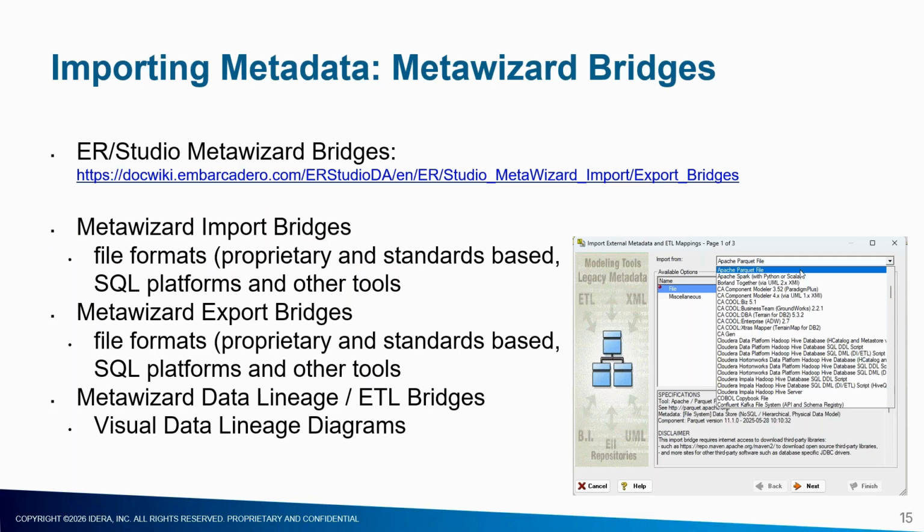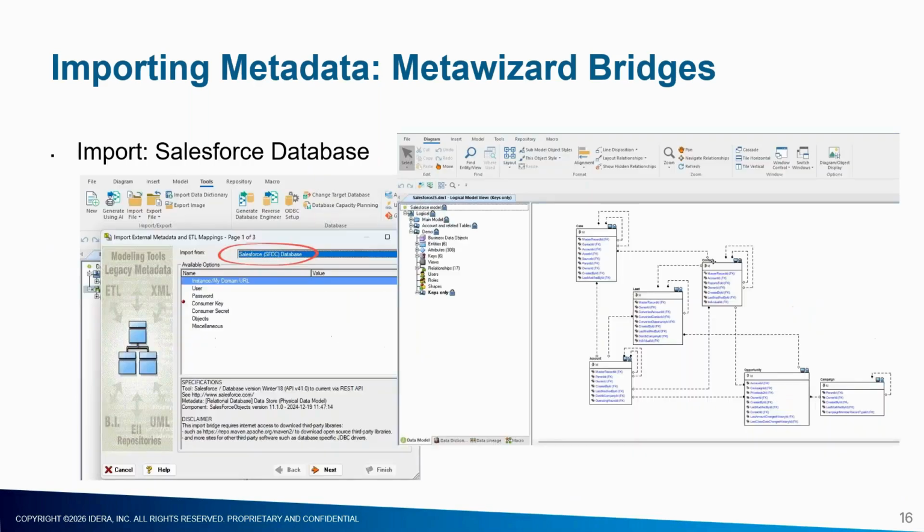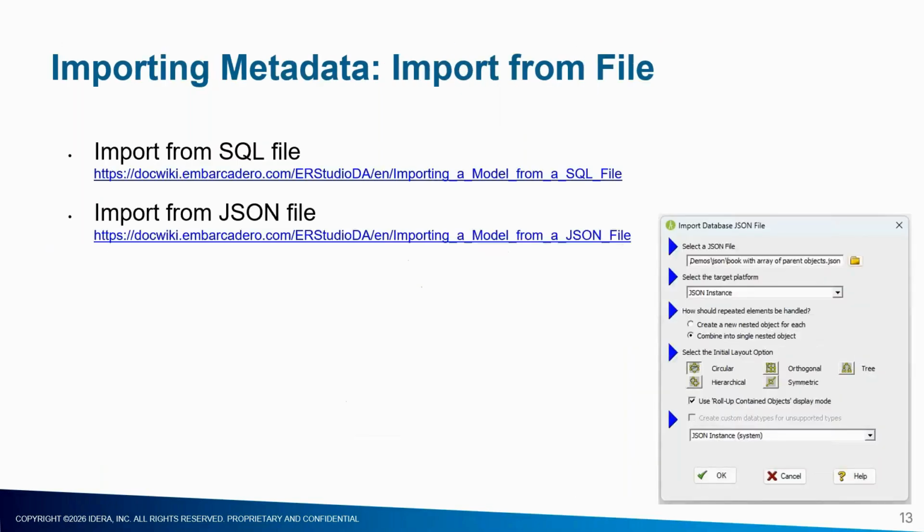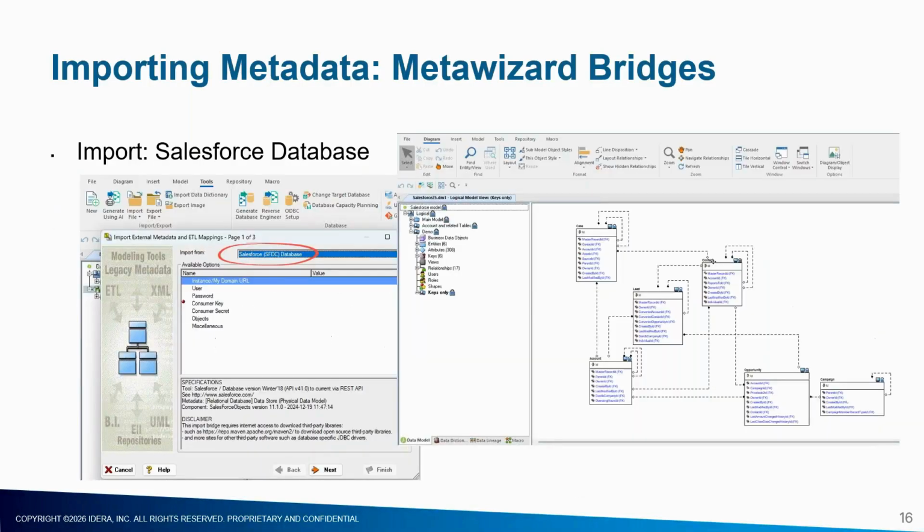And the final set of the MetaWizard bridges are what we call data lineage import, or ETL bridge imports. As well as bringing in the objects from certain technologies, these will actually reverse engineer and produce something called a visual data lineage diagram, or a data movement diagram. And again, I think I've just got a couple of slides with a couple of screenshots there. Sorry, I can't control my mouse today.